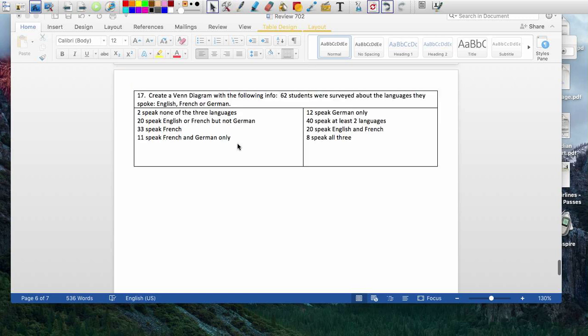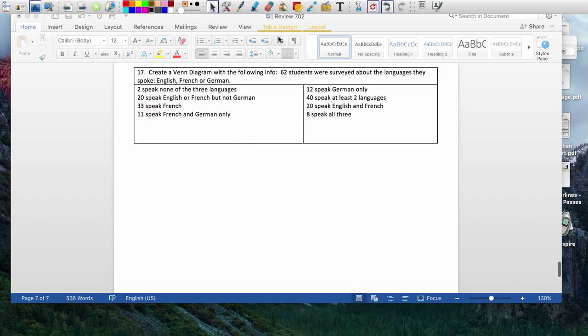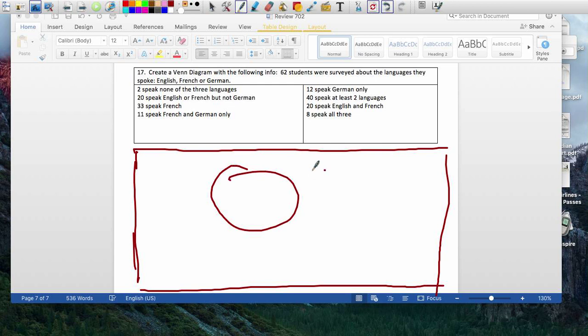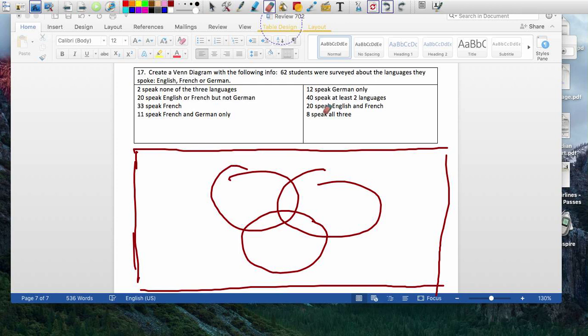We have one more question, I believe. Oh, yes, diagrams. So here's my rectangle, right? My little universe. And inside my universe here, I'm going to create 1, 2, and 3 circles. We're going to call this English, French, and German.